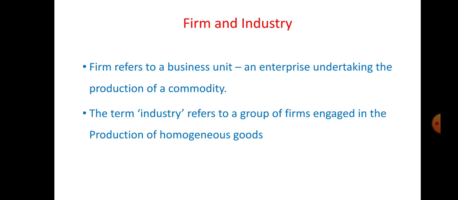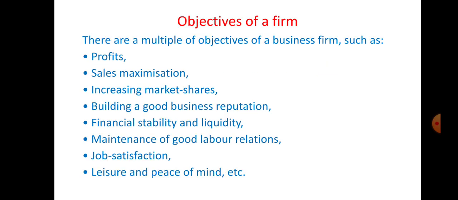Now let us understand the next important aspect, that is, what is a firm and industry, or the difference between firm and industry. A firm generally refers to a business unit, an enterprise undertaking the production of a commodity, whereas the term industry refers to a group of firms engaged in production of homogeneous goods.